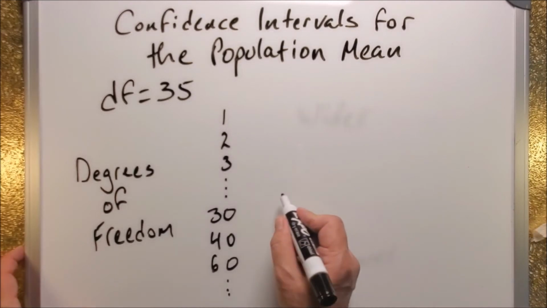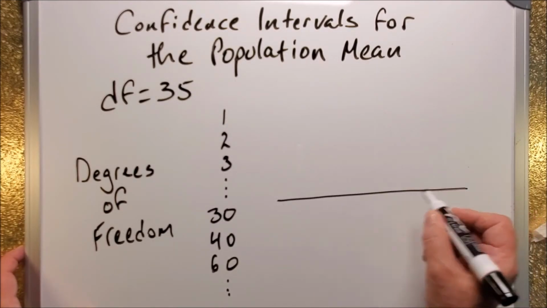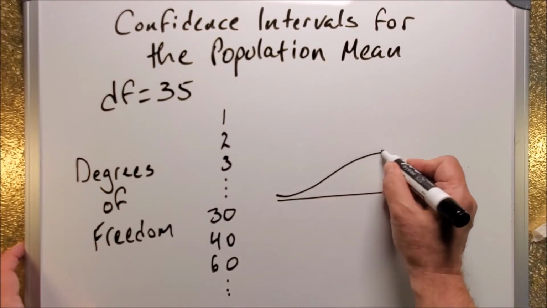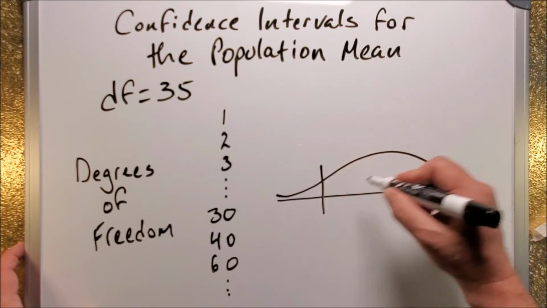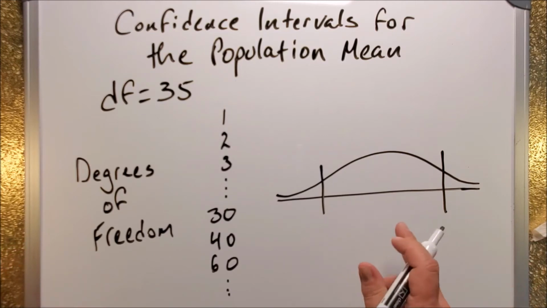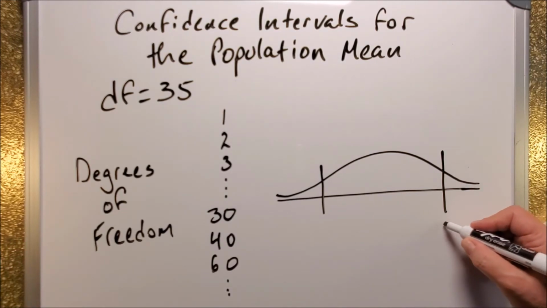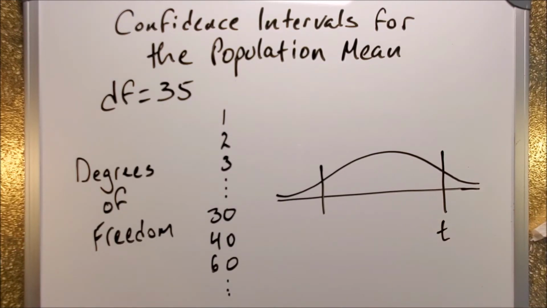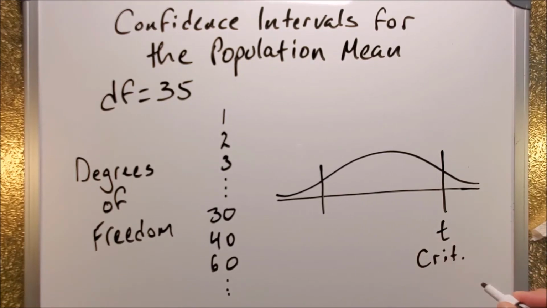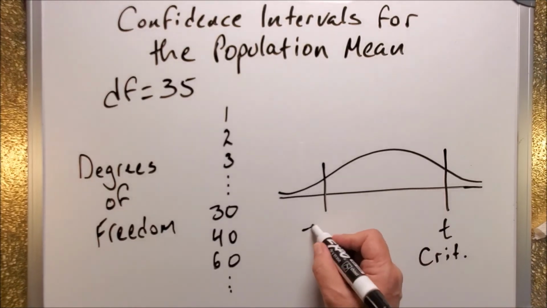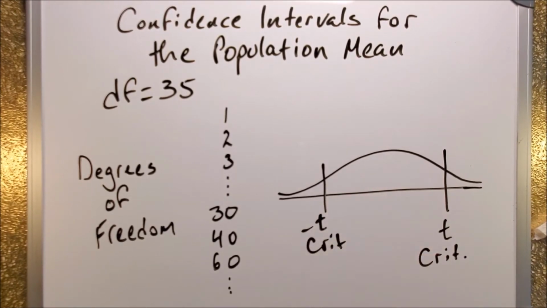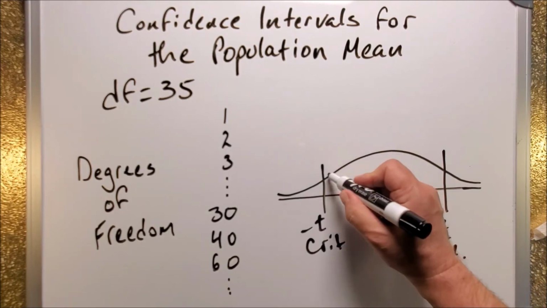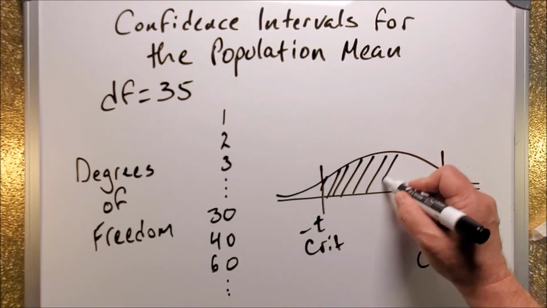Now the particular t-table that I'm talking about has a diagram at the top that looks like this. You have a curve that looks like a normal distribution curve, and it'll be marked at the edges with something that says t critical value. I'm going to put t crit as an abbreviation. And on the left, negative t critical value, again abbreviated t crit. And then it's going to have the middle shaded.